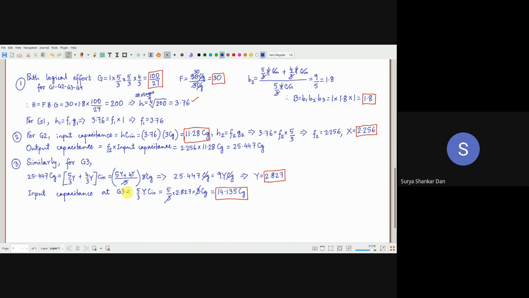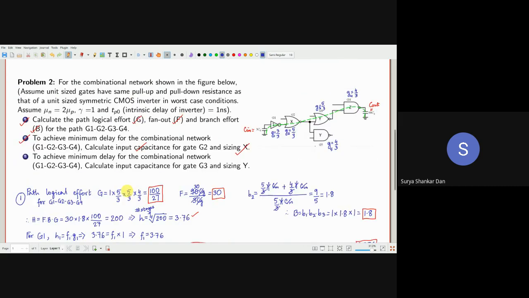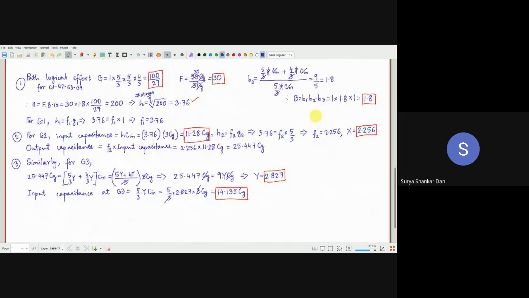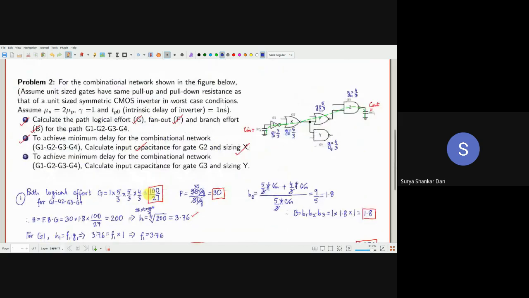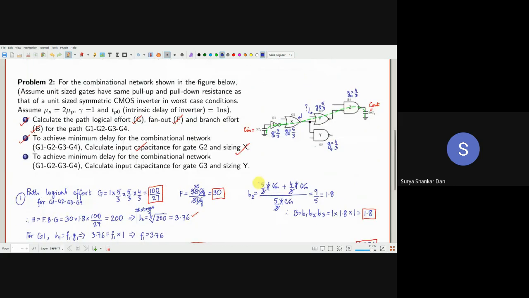Then what is the input capacitance at the node for G3? It will simply be 5 by 3 of Y into C in. That means now we are trying to find out for the capital G3. So how much is it here? The output capacitance we had already calculated before. This is already known as this 25.447 Cg. Okay? So this is already known.